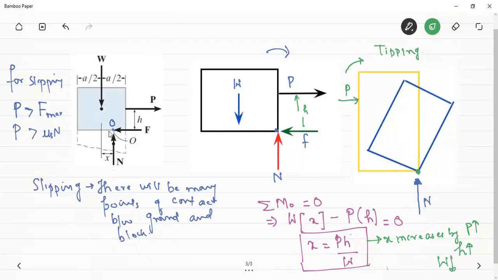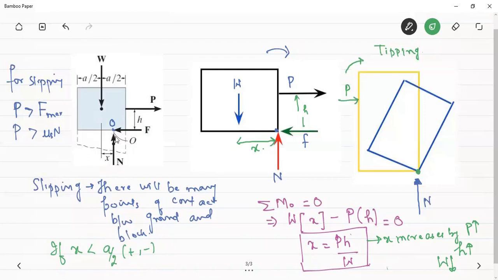So suppose x is here. If this x goes on increasing, a point will come that x will be here. Okay, this is the maximum value of the x. So we can conclude that if x is less than a by 2, either positive or negative, because x has been defined from here, it can be either towards positive or negative.